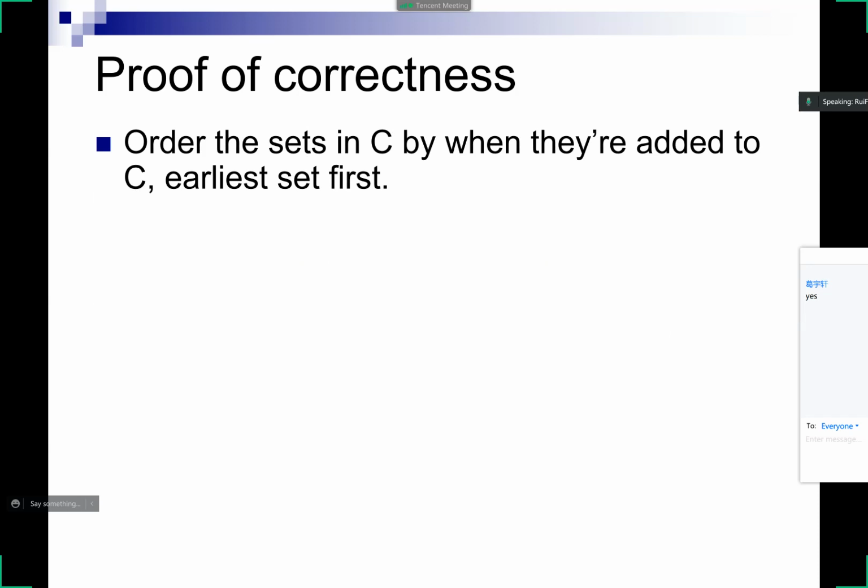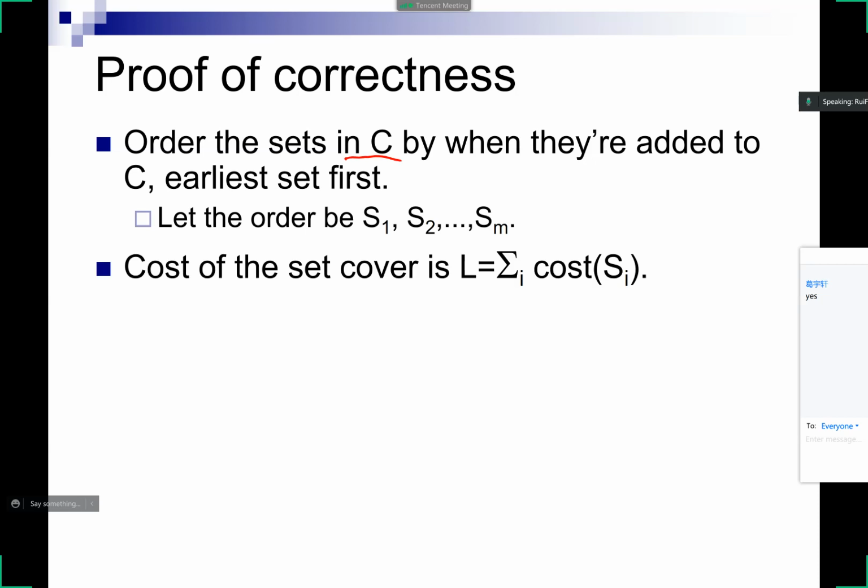So the way we're going to do this is, our cover is the set C. We added the sets into C one by one, so let's order all of the sets in the order that we added them. S1 is the first set that we add, S2 is the second set, and so on. Let's say that in total you use m sets. Then the cost of the cover that we output is just equal to the sum of all of these sets that we have.